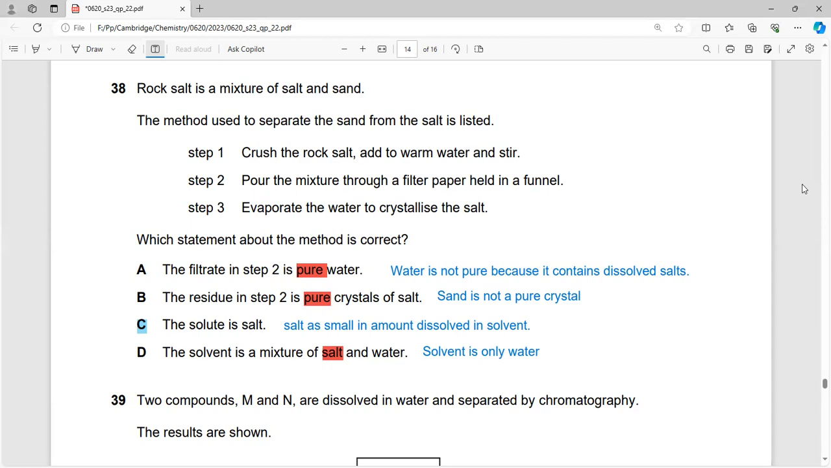The residue in step 2 is a pure crystal of the salt? The residue is sand, which is a mixture with some different salt and is not a pure crystal. So that's why it's the wrong option.